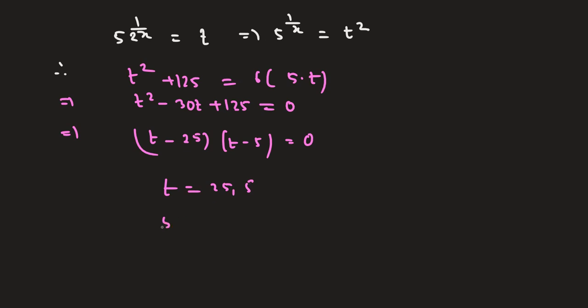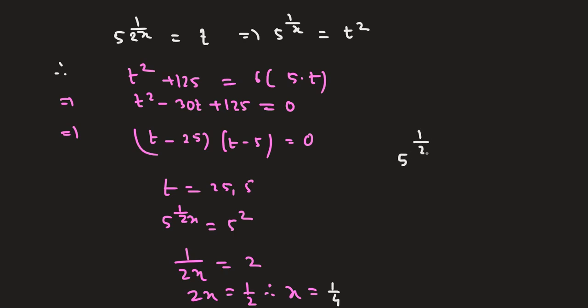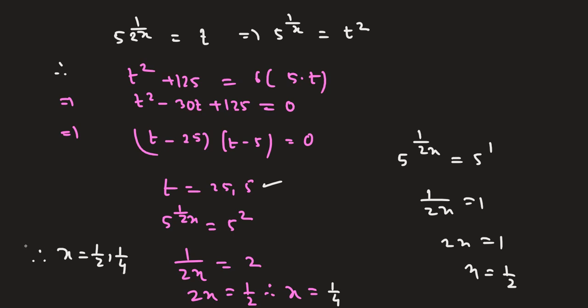The t value is 5 to the power 1 by 2x, which is equal to 5 squared. So 1 by 2x equals 2, so 2x equals 1 by 2, so x equals 1 by 4. Now when 5 to the power 1 by 2x equals 5 to the power 1, 1 by 2x equals 1, 2x equals 1, x equals 1 by 2. So therefore the required values of x are 1 by 2 and 1 by 4.